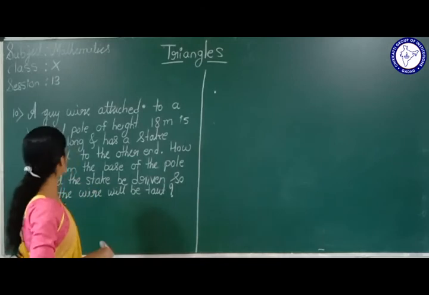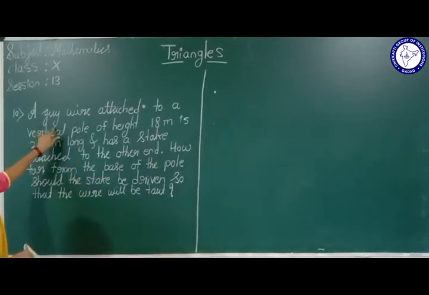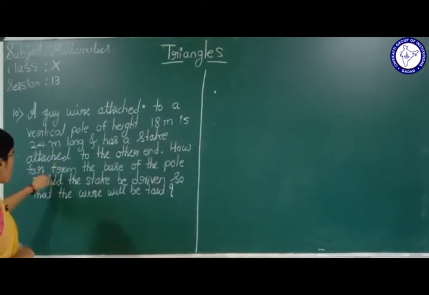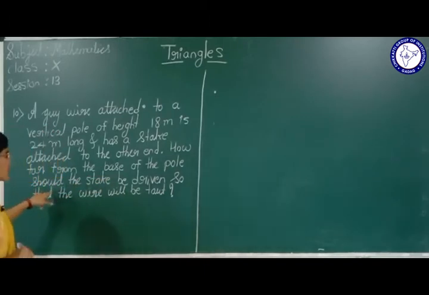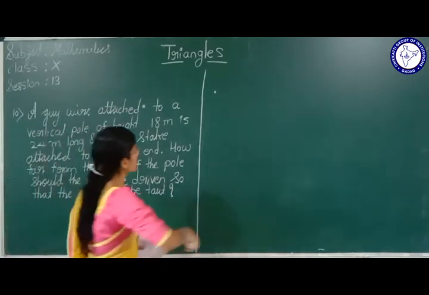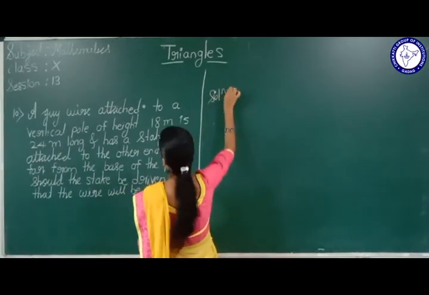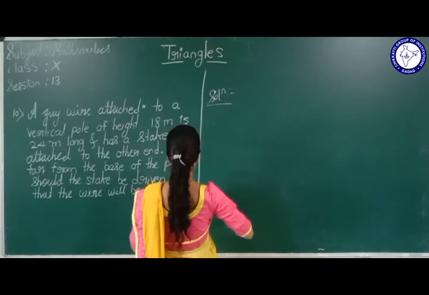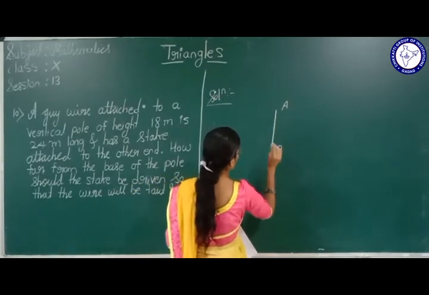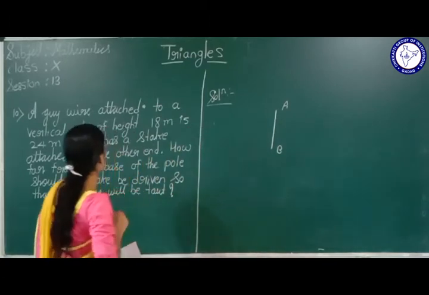See here the next question, that is the 10th one. A guide wire attached to a vertical pole of height 18 meter is 24 meter long and has a stake attached to the other end. How far from the base of the pole should the stake be driven so that the wire will be taut? See what this question is telling. See here, one pole is there. Okay, we will consider, let AB be the pole.